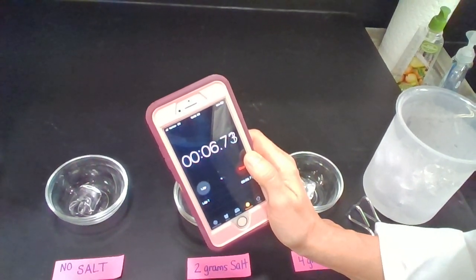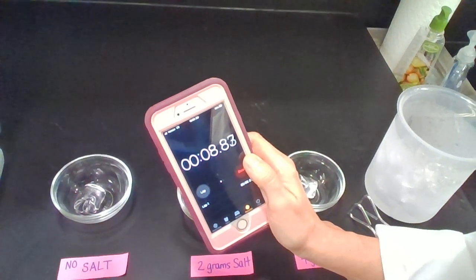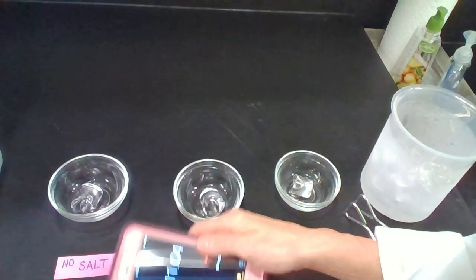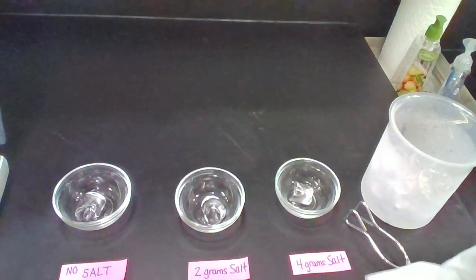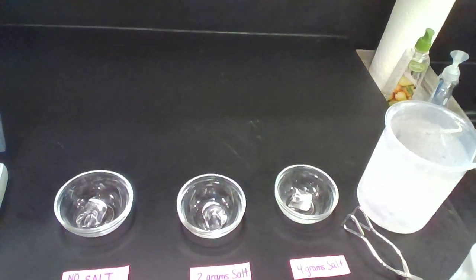Now, what I would like you to do is pause your video and try to think about what a good problem and what your independent, dependent variables are and what the control group is. And we'll come back and discuss it.